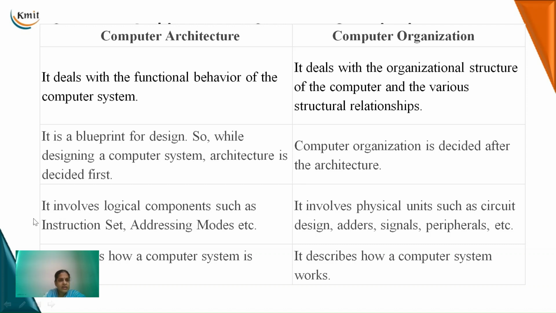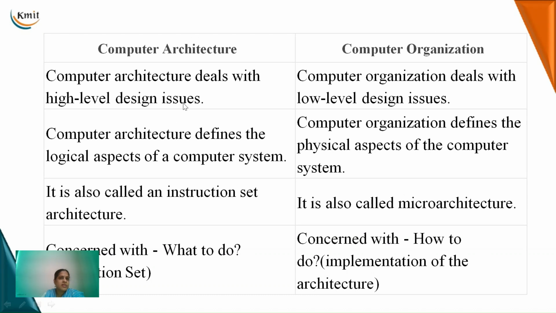Next, computer architecture involves the logical components such as instruction set, addressing modes. We are going to decide more about the instruction set, addressing modes, and all. But in case of organization, it involves physical units such as your circuit design, adders, signals, peripherals, all different components of your computer. Computer architecture describes how a computer system is designed, whereas the organization describes how a computer system works, the way in which the computer works.